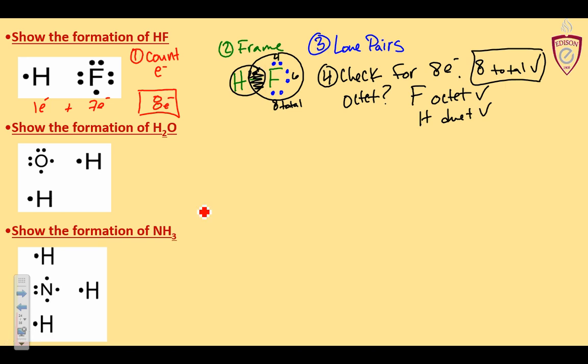Same thing though. So step 1 is count your electrons. I have 6 on my oxygen, 1 from each hydrogen. 1 from each hydrogen gives me a total of 8 electrons to play with. Right. Step 2: frame it up. Frame it up.